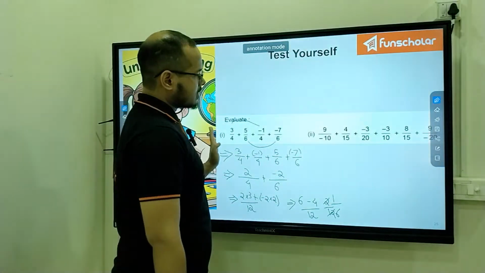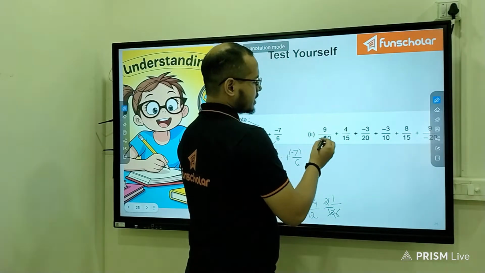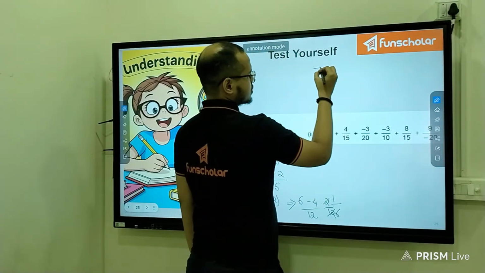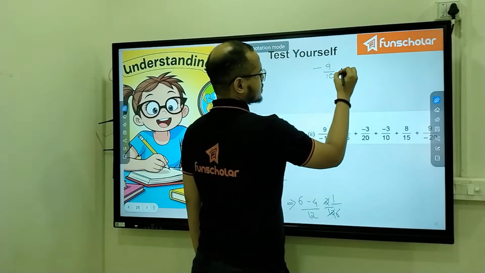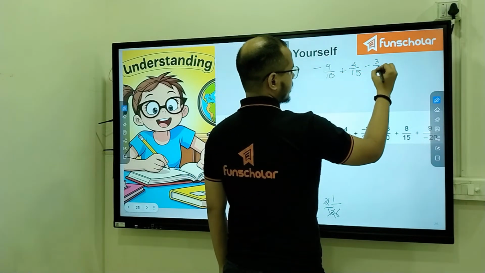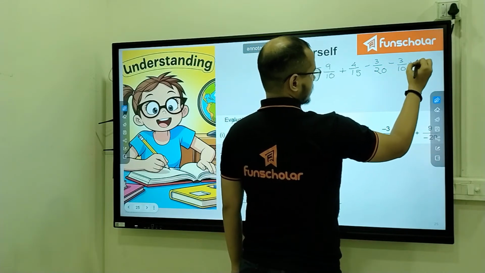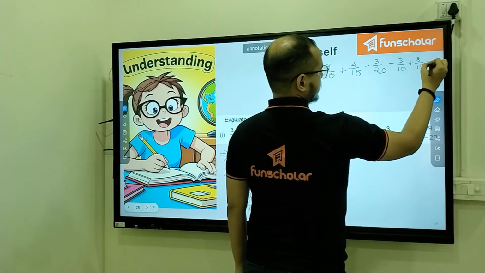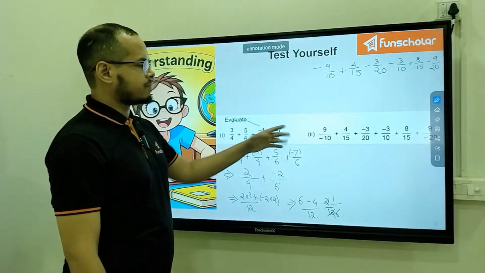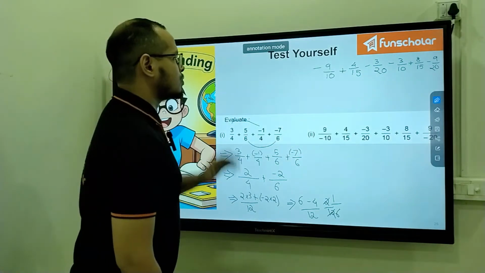Now let's take the LCM of all the numbers simultaneously. Whenever there is a negative sign in the denominator, that won't be an issue, because I'm writing it in the top: minus 9 by 10 plus 4 by 15 minus 3 by 20 minus 3 by 10 plus 8 by 15 minus 9 by 20. So this can be written like this as well, there is no difference between what is written in the question and what is written in the top part of the screen.